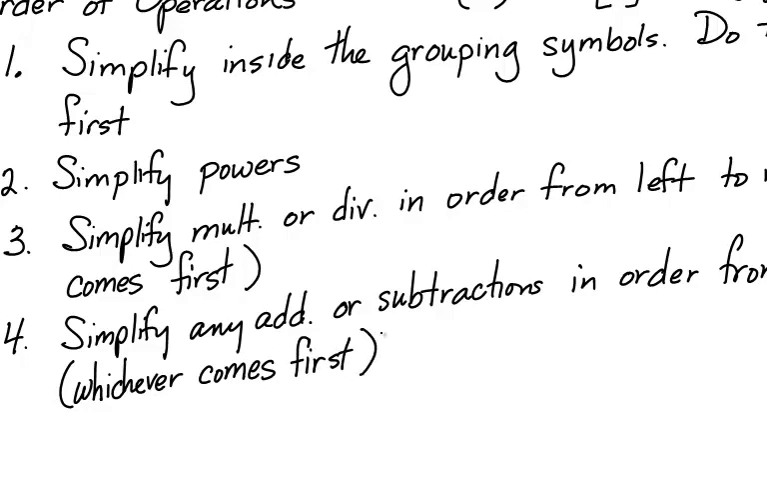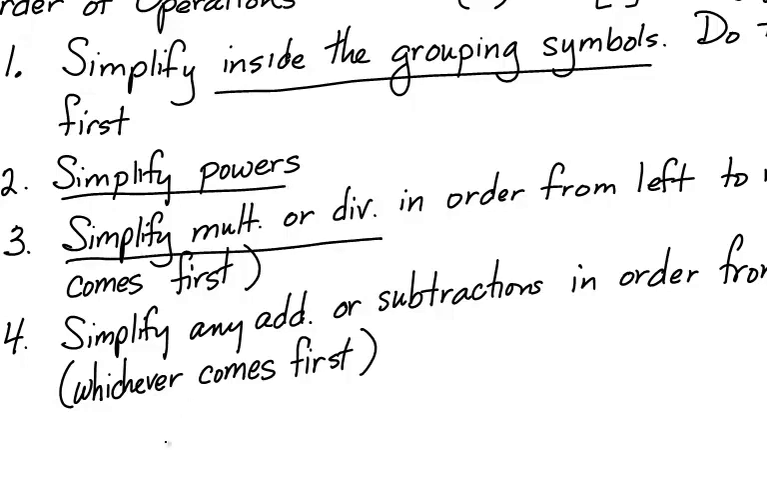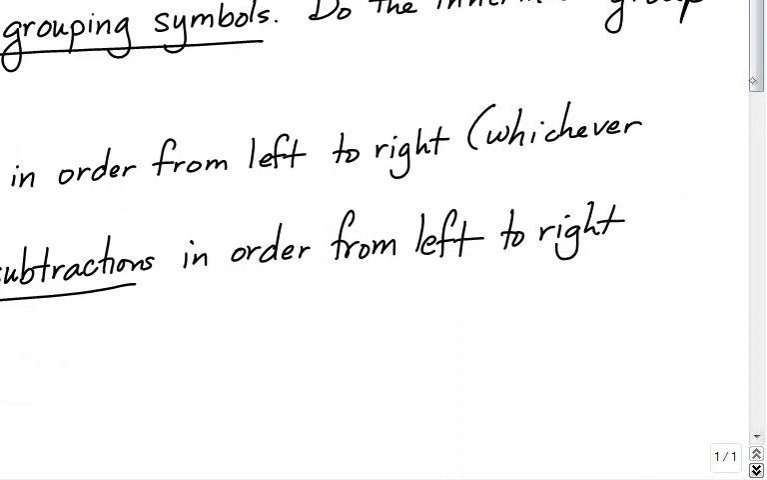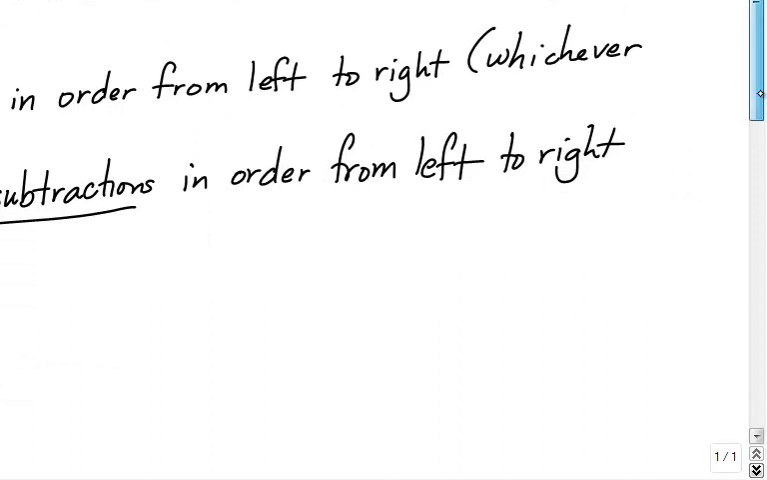Okay, so the order of operations: first you simplify inside any grouping symbols, then you simplify the powers, then you simplify the multiplications or divisions in order from left to right, and then simplify any additions or subtractions from left to right. Okay, and we'll go through a couple of examples here in a minute.